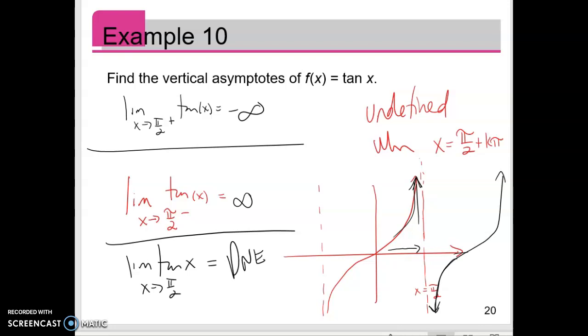Note this also does not exist, but we'll use the infinity notation to do a little bit better than "does not exist." We can say it's unbounded. It's a vertical asymptote, and we can say which direction it's going.